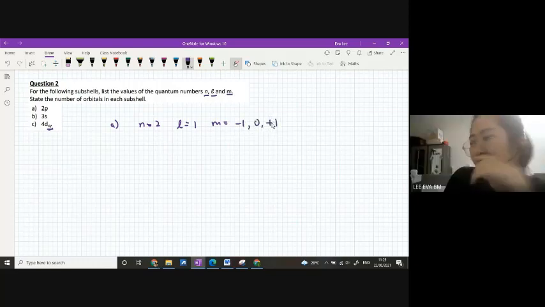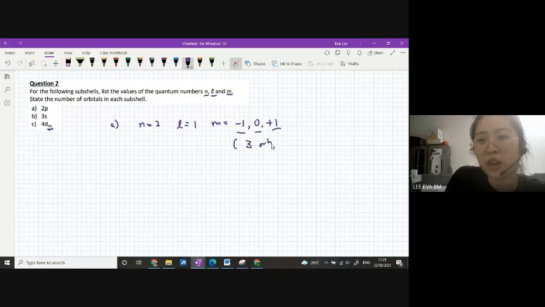Yang ini positif baik awak letak ya, sebab dia represent orientation. Ada negatif, ada positif. So yang positif ini walaupun awak faham satu adalah positif, tapi letak juga sign ini. So in this case, we have 3 orbitals. State the number of orbitals. Over here, we have 3 orbitals, sebab dia hanya indicate P saja. So untuk B, what is your value of N? It is 3. The value of L?